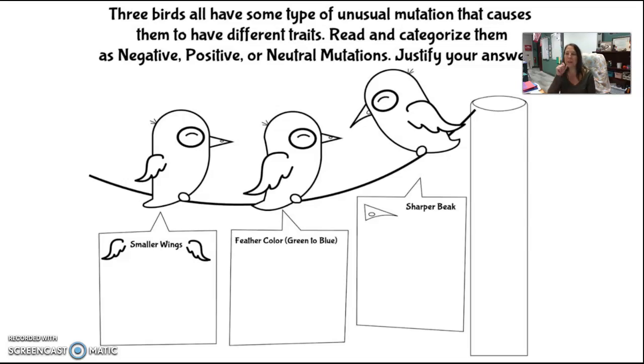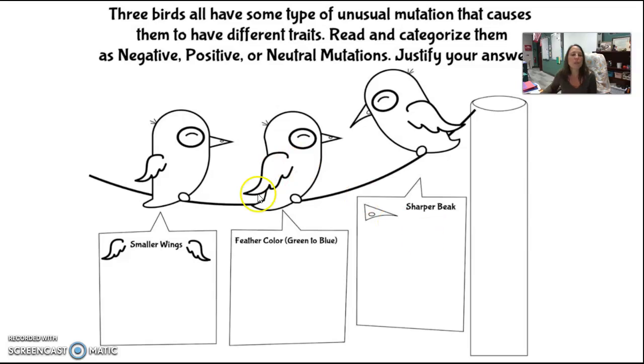Okay, so we're going to go over these, and honestly, you could probably argue either way for a lot of these, right? Because we don't necessarily know the habitat the bird lives in. So there could be some reasons. Some might be more positive or negative or neutral depending on the environment. So we kind of have to justify it. That's why we have the justify your answers part, right?